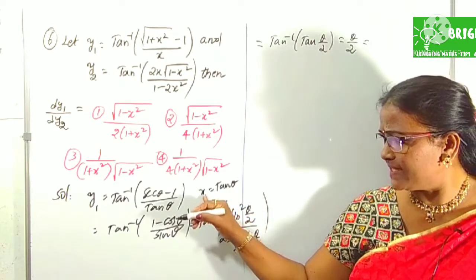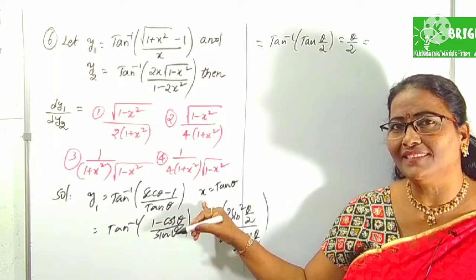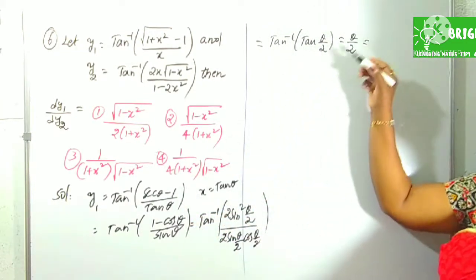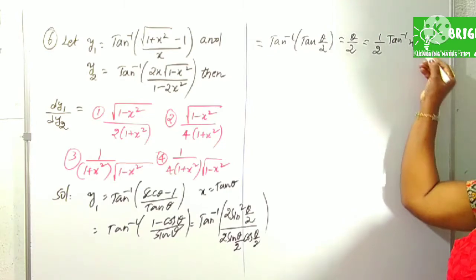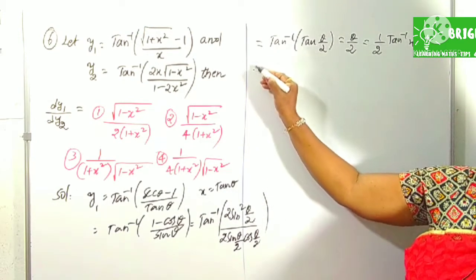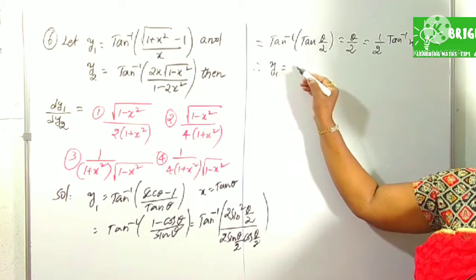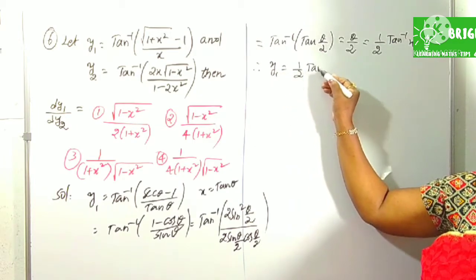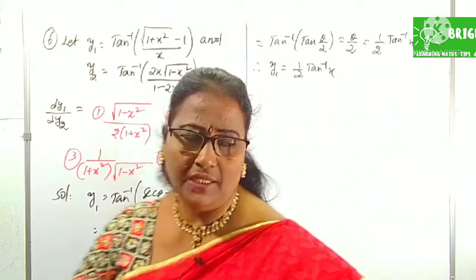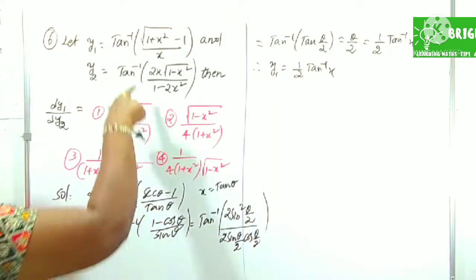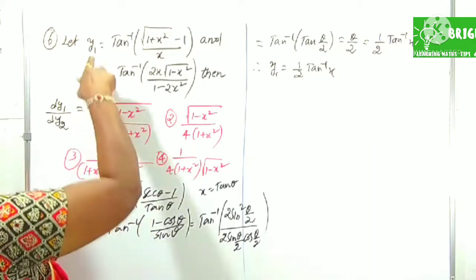What is the theta assumption? x is equal to tan theta, so theta is tan inverse x. In place of theta we can write tan inverse x. That is 1 by 2 tan inverse x, which is our y1. Therefore, y1 is in the form of 1 by 2 of tan inverse x. Clear? I have taken x is equal to tan theta for the simplification in the y1 equation.